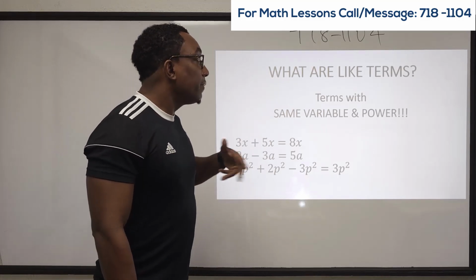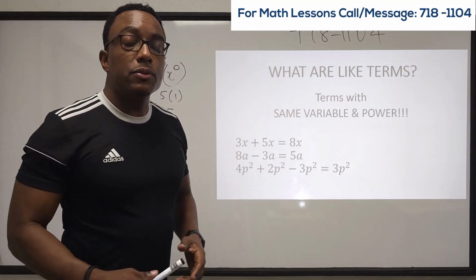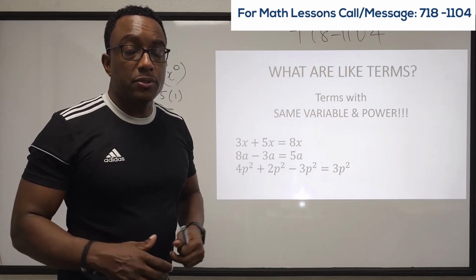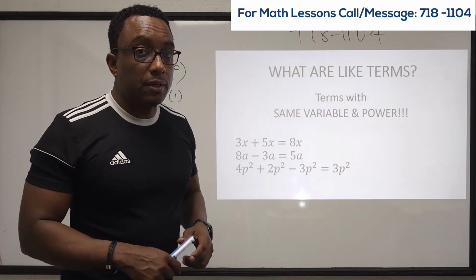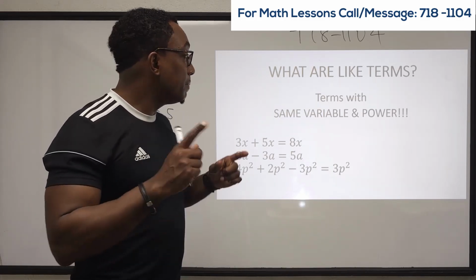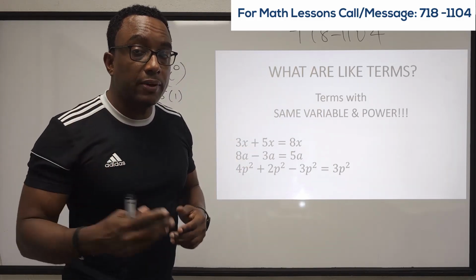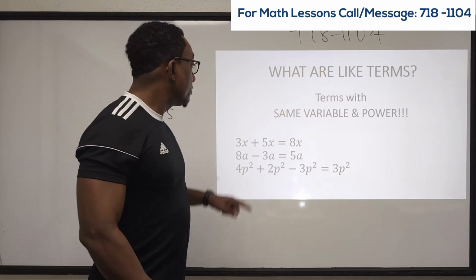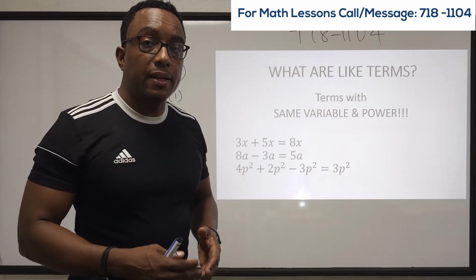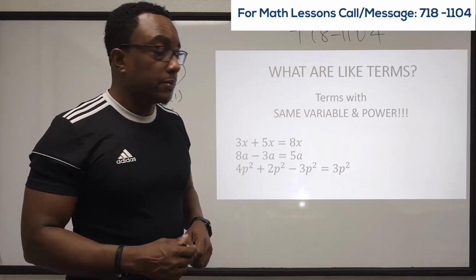So first very important rule when it comes to simplification of algebraic expressions through addition and subtraction of terms, we must ensure that our terms are like terms. And keep in mind, what are like terms? Just to reiterate, like terms are terms with the same variables and the same powers. And once we observe that, then we can add or subtract our terms.